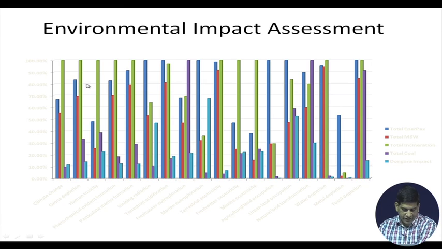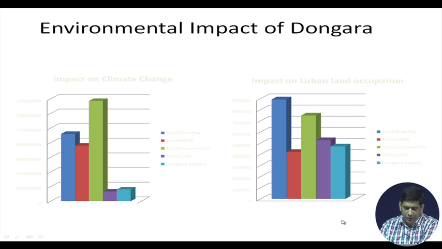The ones which are mostly high are the total incineration, and in some cases we see total NRPAX is also pretty high as well. So that's in terms of the environmental impact assessment. But if you look at it individually in terms of their impact on climate change, incineration and coal, incineration is this part, and we have Dongera over here.